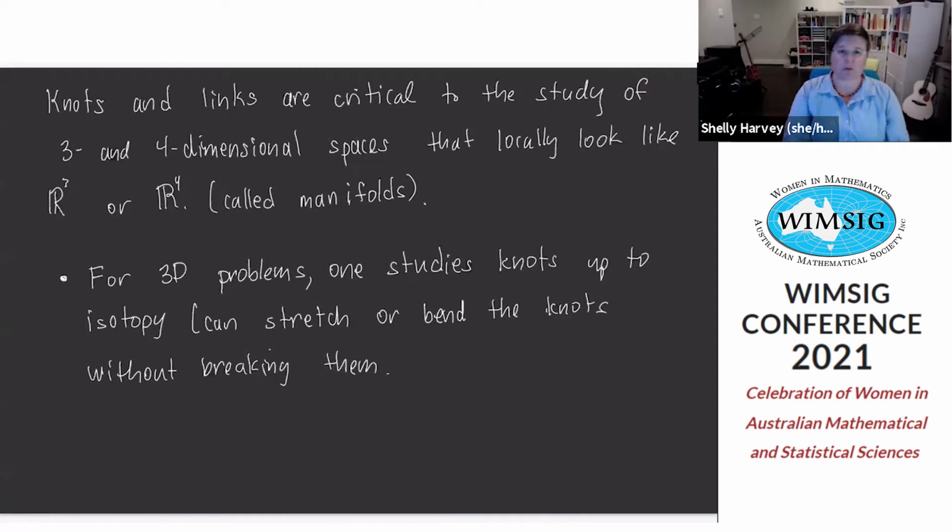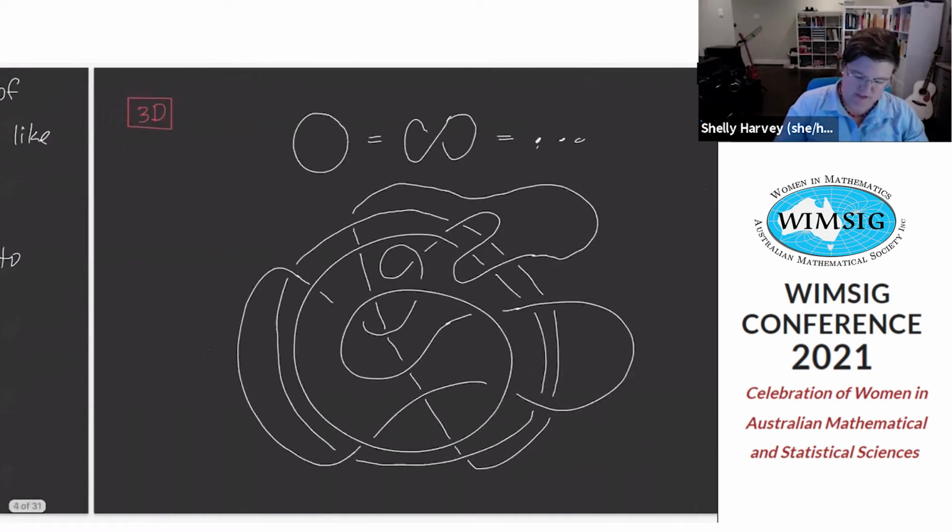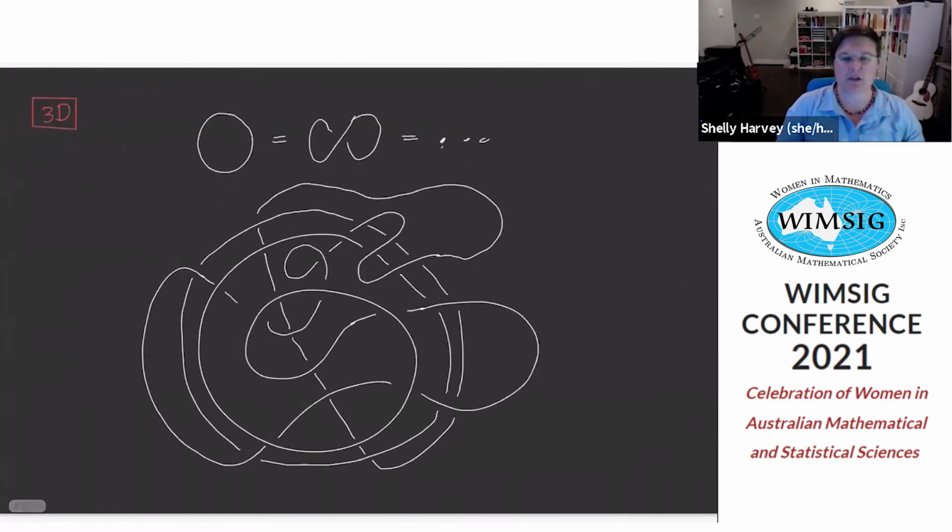And for 3 dimensions, one wants to study knots up to something called isotopy. And that just means that you can take the knot, I guess I don't have a knot here, but at my house, they're all at school. But you can take the knot and you can just kind of move it around, but you can't cut it or break it. So you can see, here are some examples of knots, and they look very different.